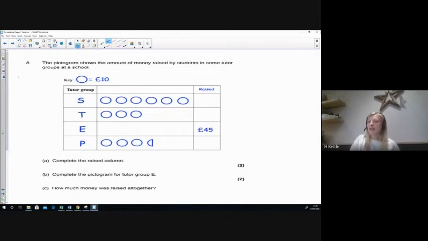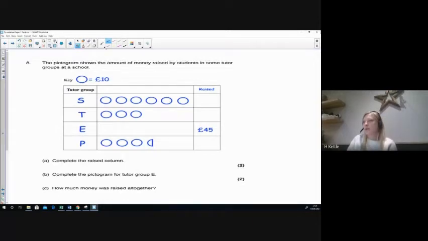Okay, a pictogram next. The pictogram shows the amount of money raised by students in some tutor groups at a school. So a pictogram is often giving us a key here. So we know that every circle is worth £10. It says complete the raised column. So complete this column for how much was raised.